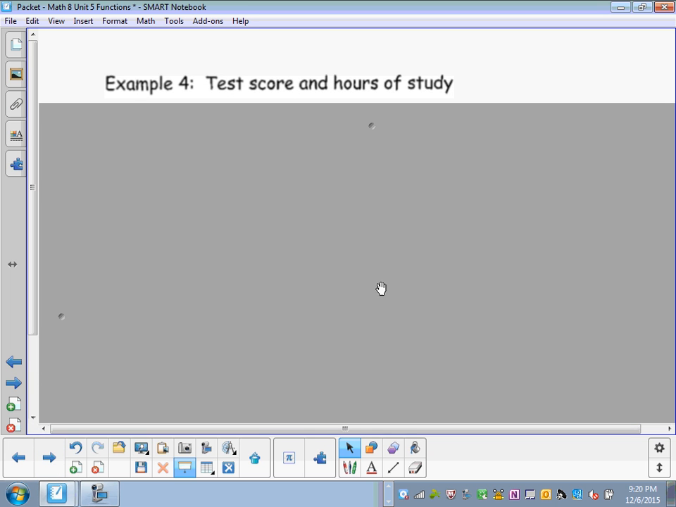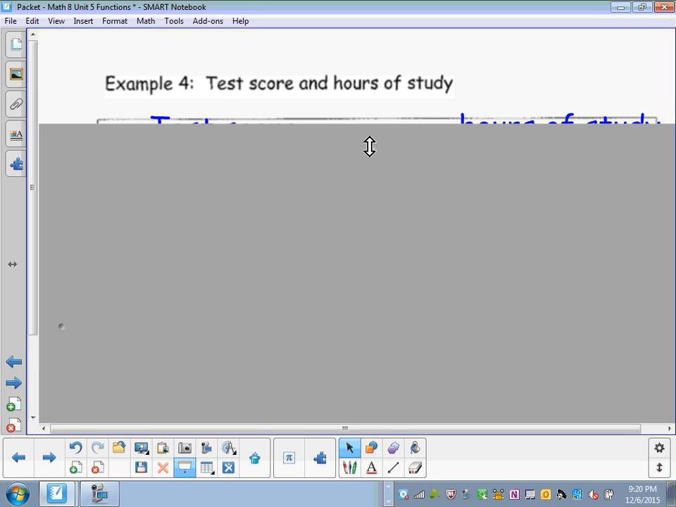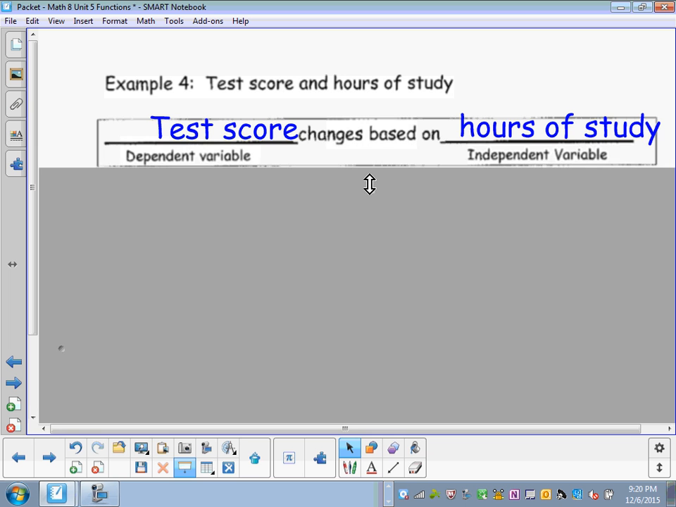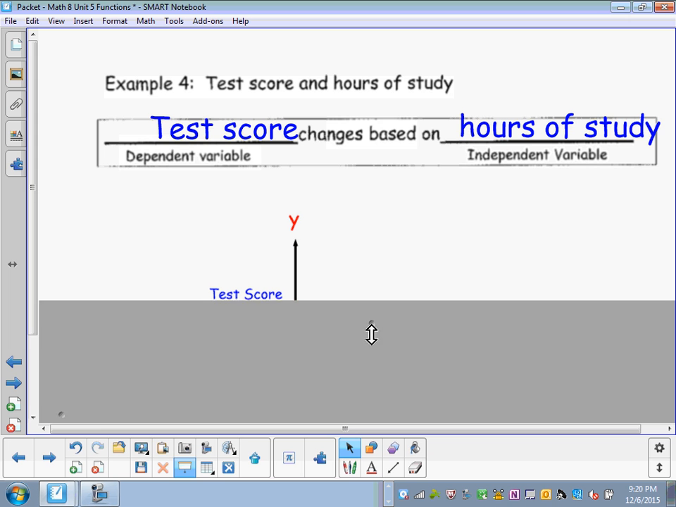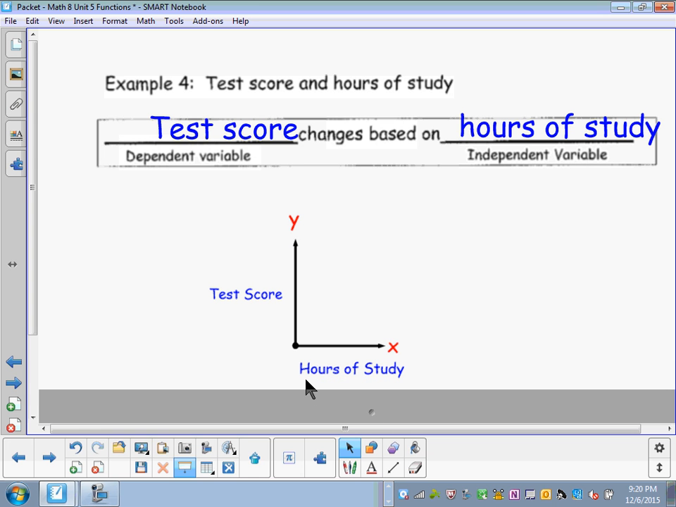Example 4, test score and hours of study. The test score changes based on the hours of study. If I were to graph that, I would graph the hours of study on the x-axis and the test score on the y, because the test score is dependent upon the hours of study.